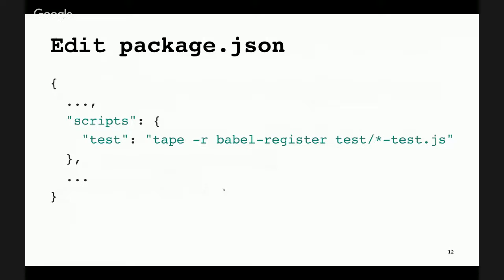So in a typical project, I'd create a test script in my package.json. I'd run Tape, and you see here, this -r babel-register will load in Babel, so it will start converting all my files for me. I then just give it a path of files to watch. So in this case, this will run any test file that's in a directory called test and is named something-test.js. As I said, all of this is in a repository I'll give you access to at the end.